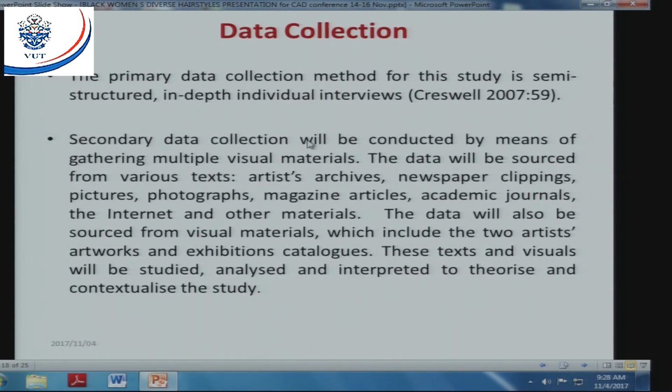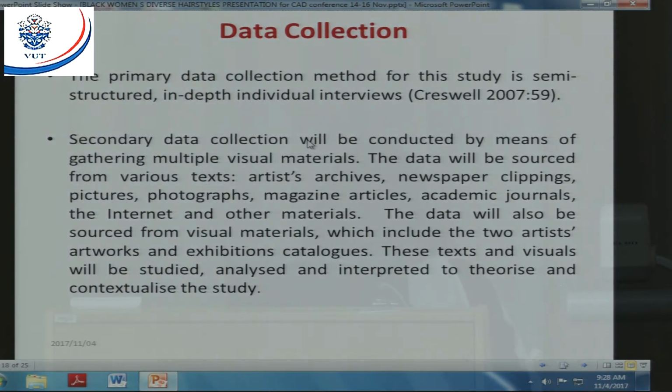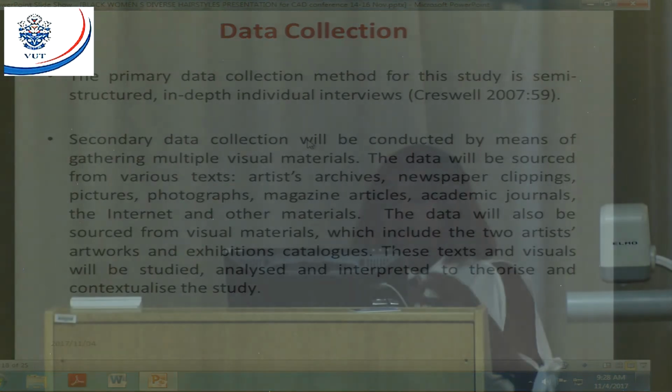Data collection. The primary data collection method for this study is semi-structured, in-depth individual interviews. The secondary data will be collected by means of textual and visual materials. This includes the artworks of both the artists and also their magazines, the artist archives, newspaper clippings, photographs, academic journals, internet, and other materials.